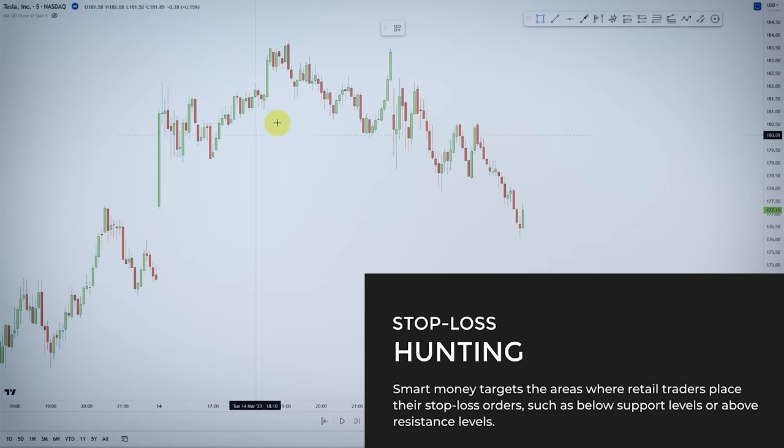Stop loss hunting. This is when smart money targets the areas where retail traders place their stop loss orders, such as below support levels or above resistance levels.